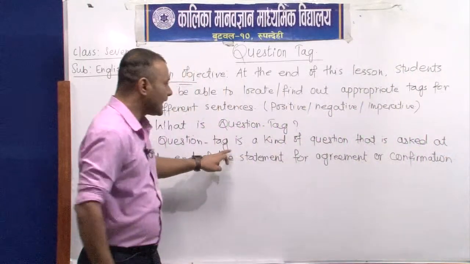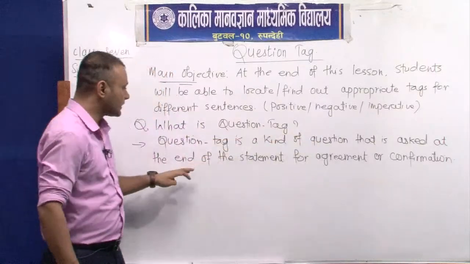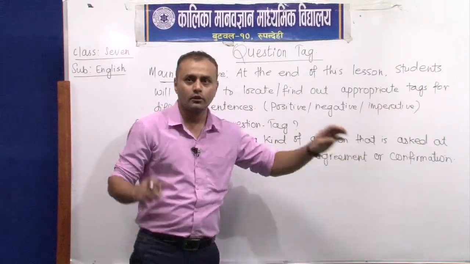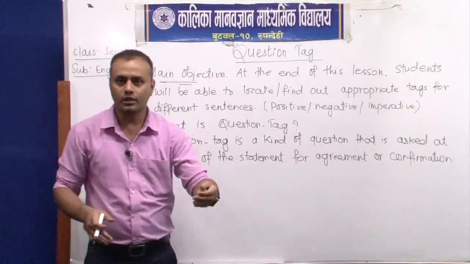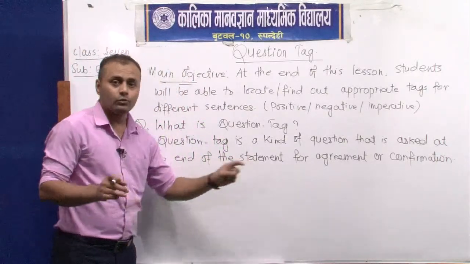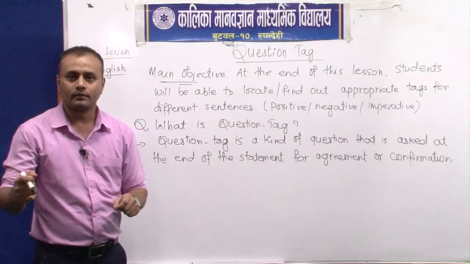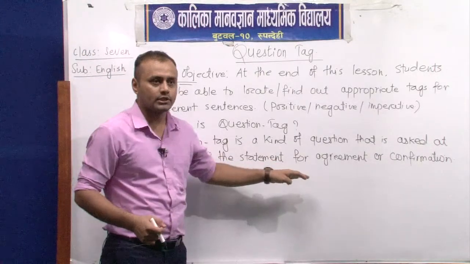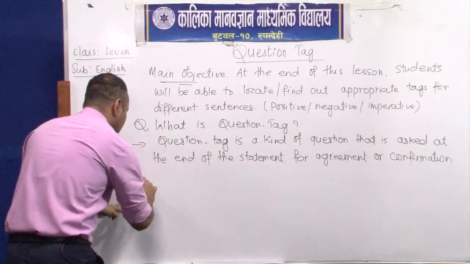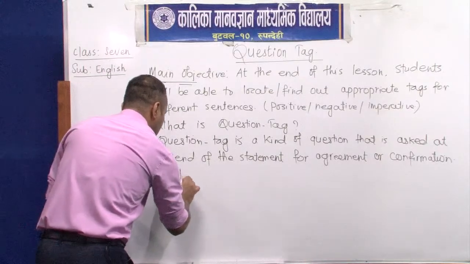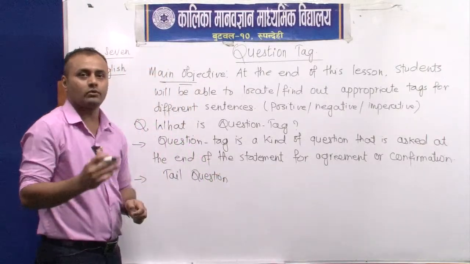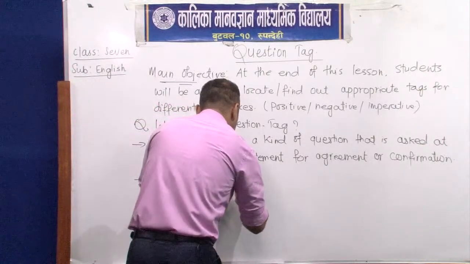A question tag is a kind of question that is asked at the end of the statement for agreement or for confirmation, to confirm what the speaker is saying, or to agree with that point of view. It appears at the end of the statement. That is why it is also known as a tail question, or a very short question.